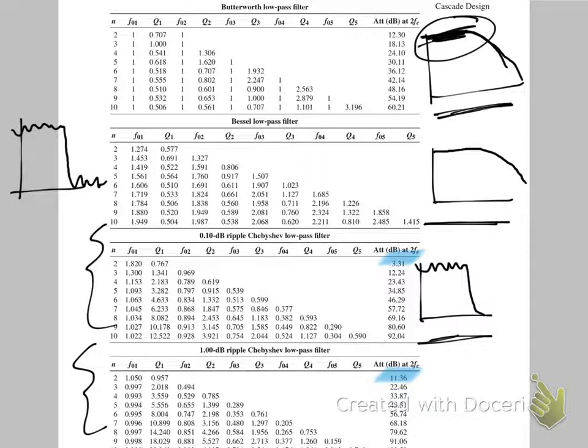That is the attenuation at 2 FC of your Chebychev. So if you want a 0.1 dB, you can see that the attenuation is less than a 1 dB ripple. So the more ripple you have, the faster your op amp will cut off.